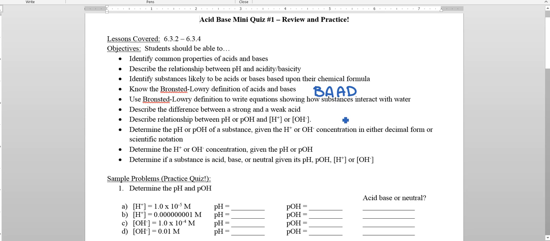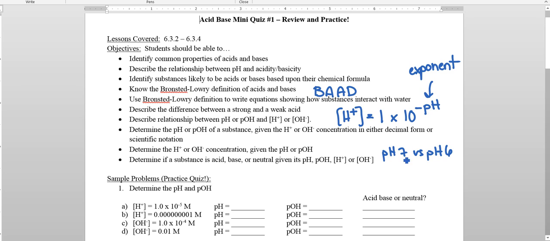So the key thing here is this is a logarithmic scale, and when we look at the hydrogen ion concentration, it is going to be 1 times 10 to the minus pH. So basically the pH represents the exponent right here. So if you go from something that has a pH of 7 versus a pH of 6, this one is going to have 10 times more hydrogen ions. So that's what that logarithmic scale means. There's also something called pOH, and the relationship between pH and pOH is this: pH plus pOH equals 14.